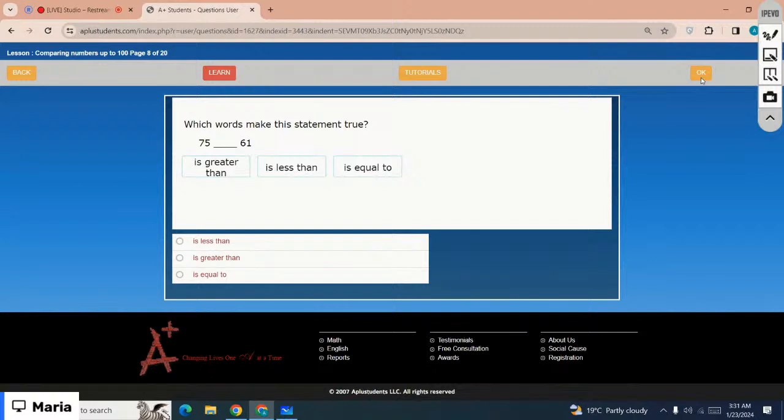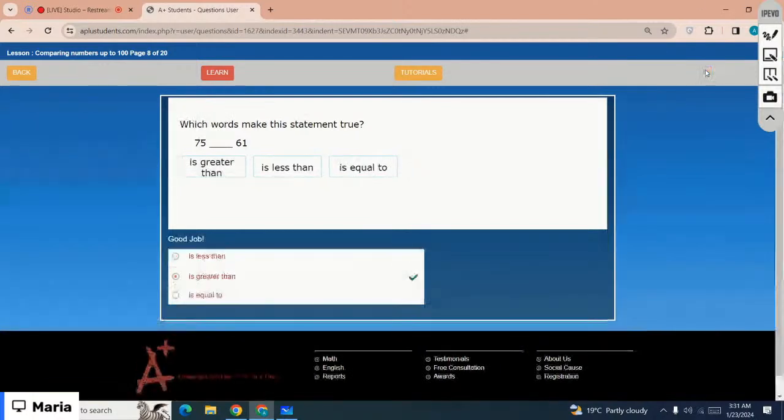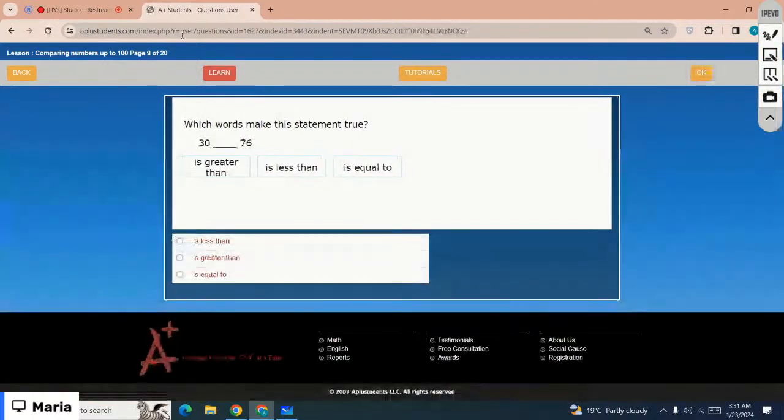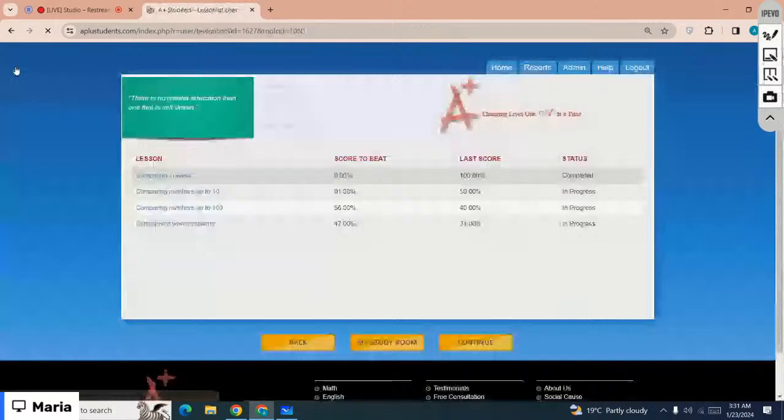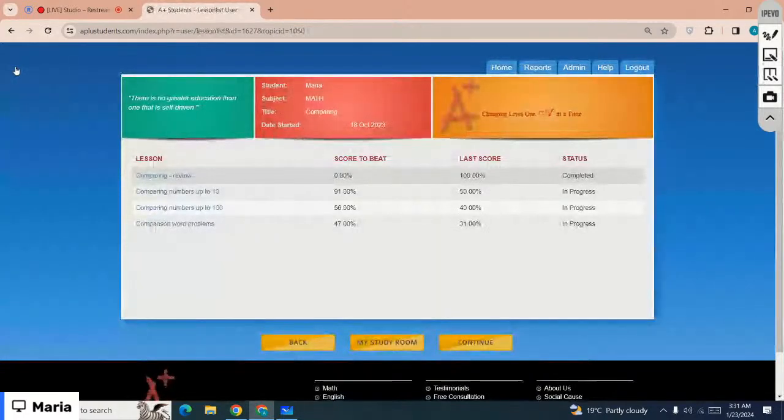Yes, 75 is greater than 61, right? Okay, you can complete the lesson by yourself today. Let me just move on to the next lesson and dive in. The last one, I think, is the word problems. That is comparison word problems. Let's just start with the lesson.